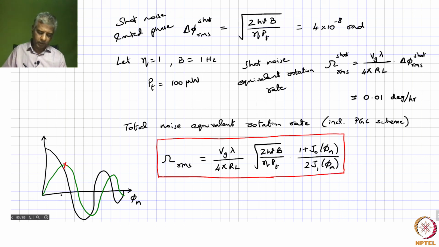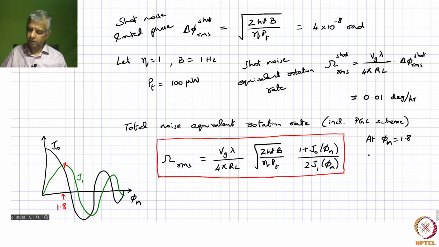And at that point, if you look at phi m, that corresponds to a value of 1.8. That is the first maximum of J1. So, this is J1 and this is J naught, right. So the J1 becomes maximum at phi m equals 1.8, okay.